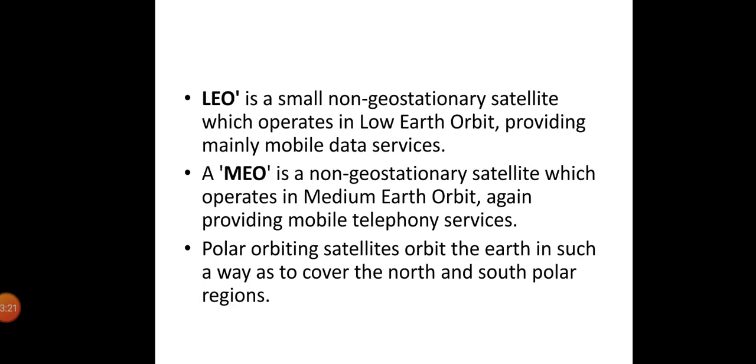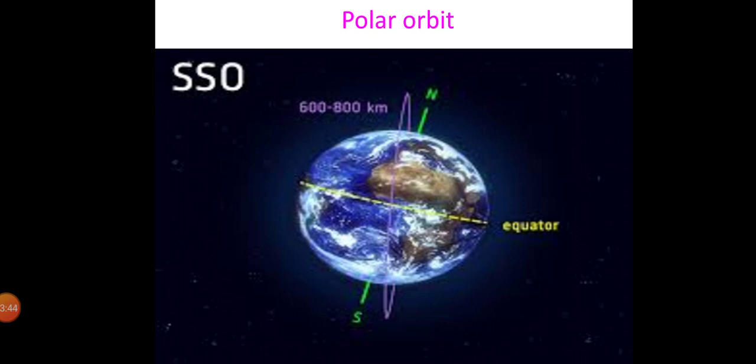LEO is a small non-geostationary satellite which operates in low Earth orbit, providing mainly mobile data services. MEO is a non-geostationary satellite which operates in medium Earth orbit, again providing mobile telephony services. Polar orbiting satellites orbit the Earth in such a way as to cover the north and south polar regions. This diagram shows the polar orbit, which is in violet color, which surrounds the Earth in north and south polar regions. And now let us discuss about the station keeping.